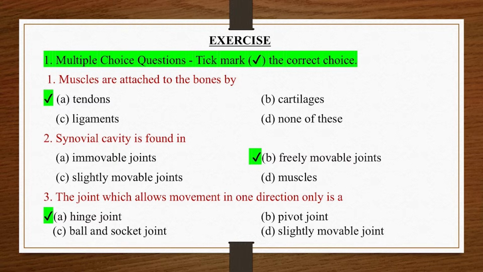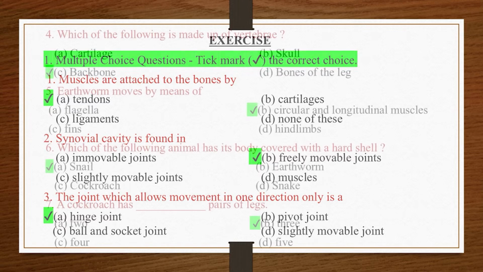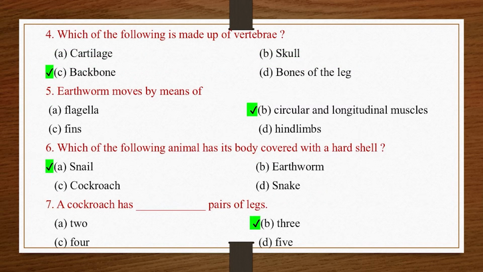3. The joint which allows movement in one direction only is A. Hinge joint, B. Pivot joint, C. Ball and socket joint, D. Slightly movable joint. 4. Which of the following is made up of vertebrae? A. Cartilage, B. Skull, C. Backbone, D. Bones of the leg.